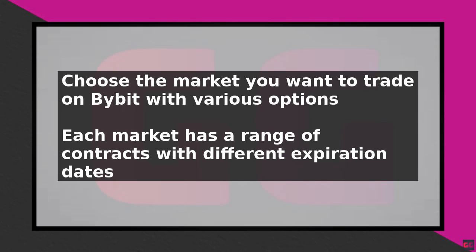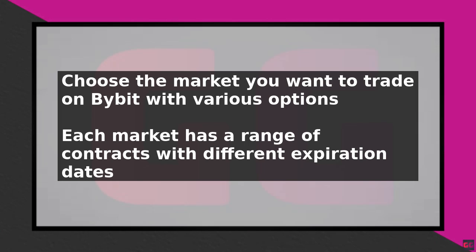The first step in trading futures on Bybit is to choose the market you want to trade. Bybit offers a range of markets, including Bitcoin, Ethereum, and other popular cryptocurrencies. Each market has a range of contracts with different expiration dates and leverage options. You can choose the contract that best suits your trading strategy and risk tolerance.